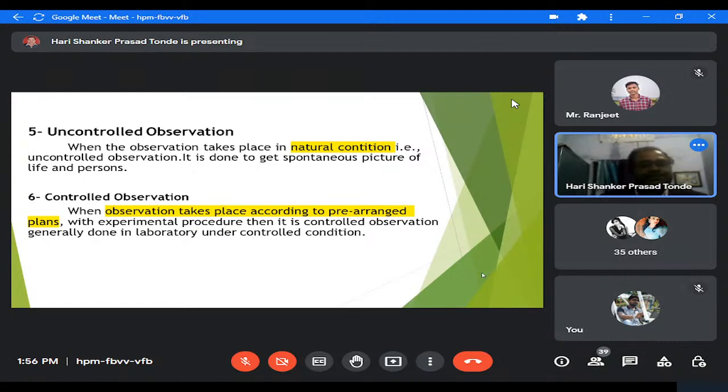Controlled observations. When observation takes place according to pre-arranged plans, means what we are expecting, the results are coming like that. This is the controlled observation. With experimental procedures, then it is controlled observation, generally done in a laboratory under controlled conditions.